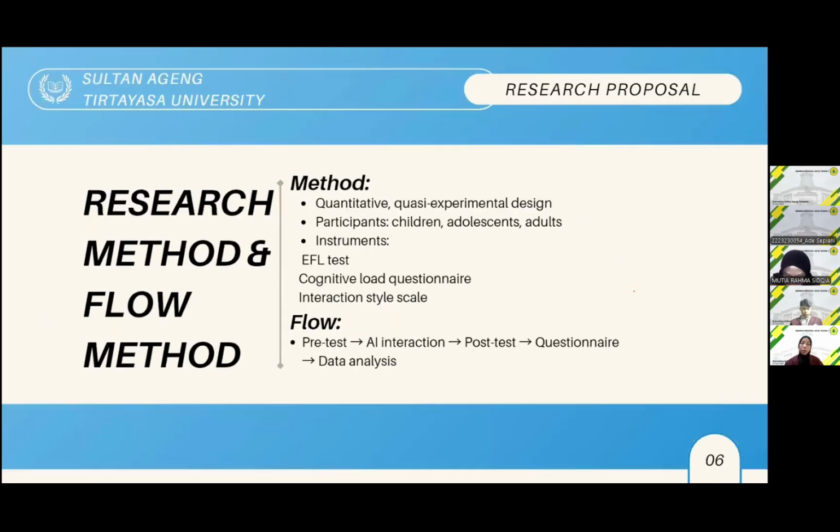Next, I will explain the research method. This study uses a quantitative method with a quasi-experimental design, which allows comparison between conditions without full randomization. The participants include children, adolescents, and adults. This is important to see differences across age groups.